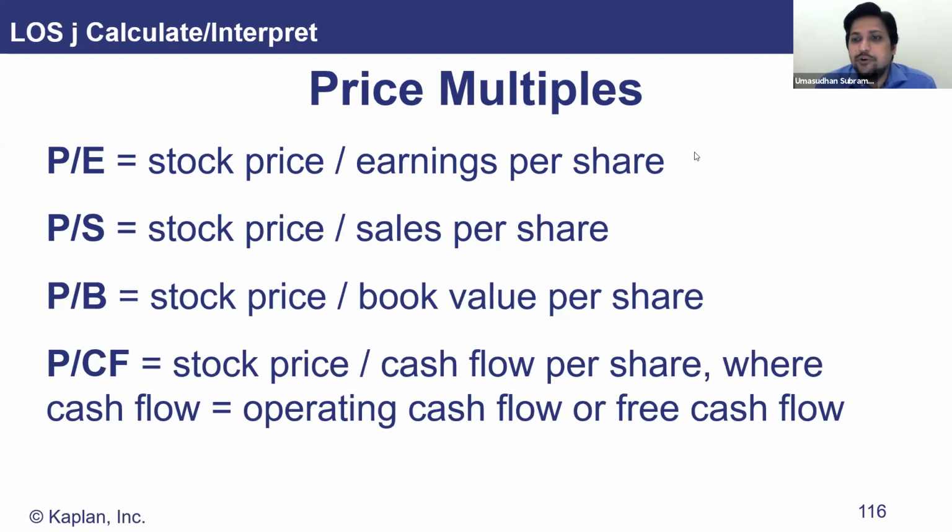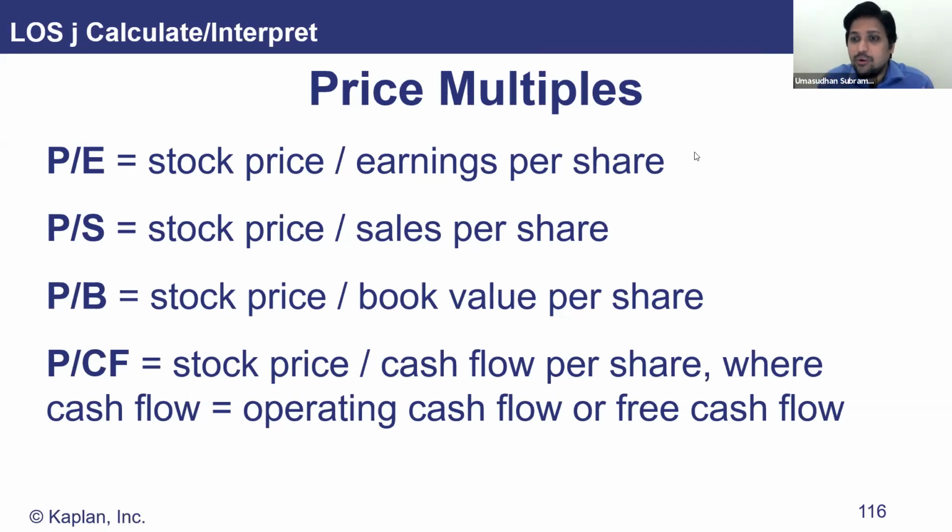Price to cash flow: you identify the total operating cash flow or free cash flow, whatever cash flow you are looking at, use consistently. Take the total cash flow divided by number of shares, which is going to give you cash flow per share. Divide the price by cash flow per share, and that is going to give you price to cash flow.